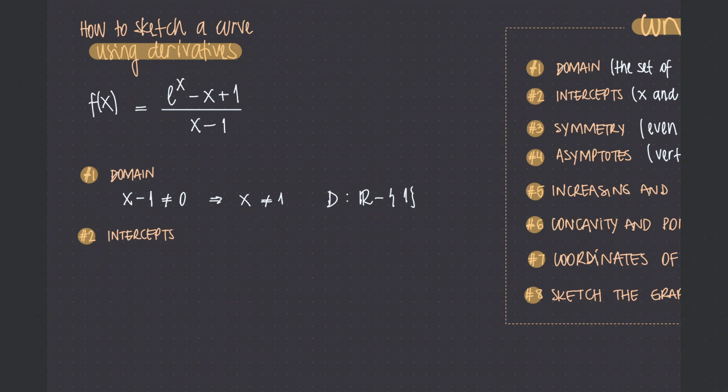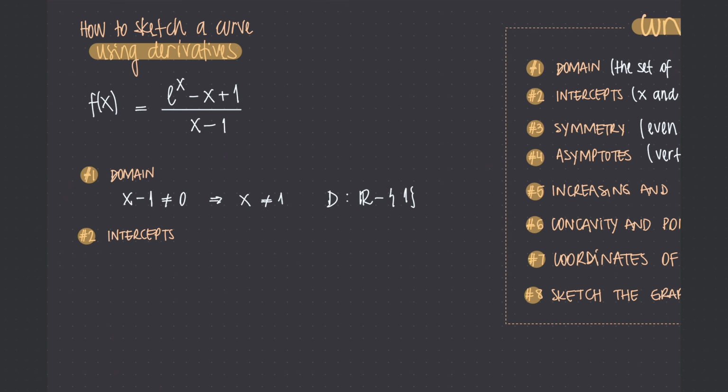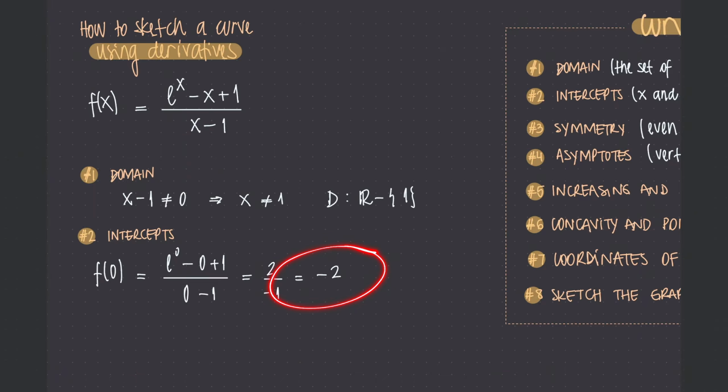Step number 2, we're going to find the intercepts, more precisely the y-intercept, given that this function does not have any x-intercepts. In order to find the y-intercept, we're going to replace x by 0, meaning we're going to have e to the 0, which is 1, minus 0 plus 1 over 0 minus 1. So this is equal to 2 over negative 1, which is equal to negative 2. Therefore, (0, negative 2) is one of the points that the graph of this function crosses.